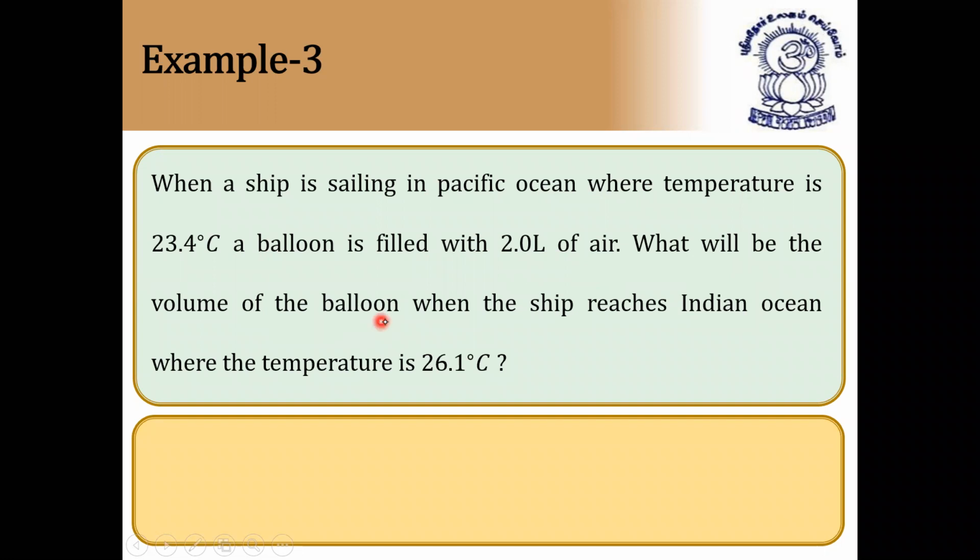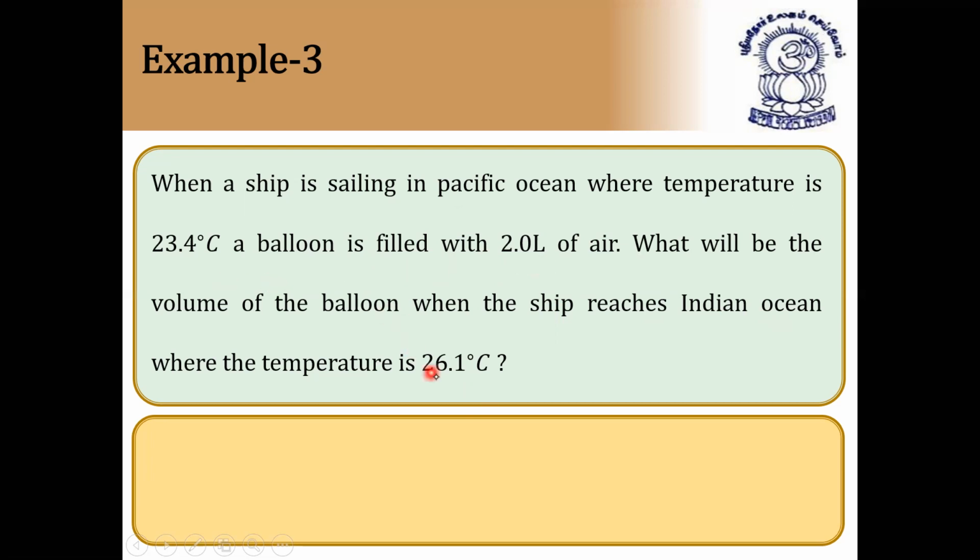What will be the volume of the balloon when the ship reaches the Indian Ocean where the temperature is 26.1 degrees C? Automatically the temperature is increasing from 23.4 to 26.1, because it has changed from the Pacific Ocean to the Indian Ocean. We keep the pressure constant because it is atmospheric pressure, and it is filled with 2 liters of air.